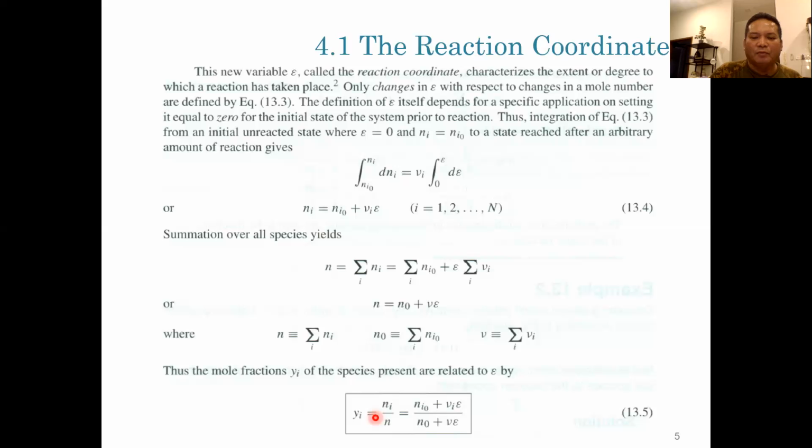Okay, right? y_i equals n_i over n. This is for the vapor, isn't it? That y. So this is the ratio. This is for the pure species, and this for the overall.